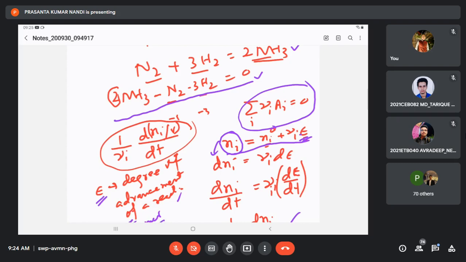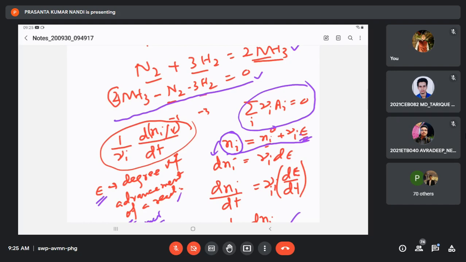Ni0 is the starting mole number of the reactant or product. It is also a constant quantity. It will not change as the reaction progresses. Only the quantity Ni, that is the number of moles of that i-th species, changes as the reaction progresses. Okay, alright.